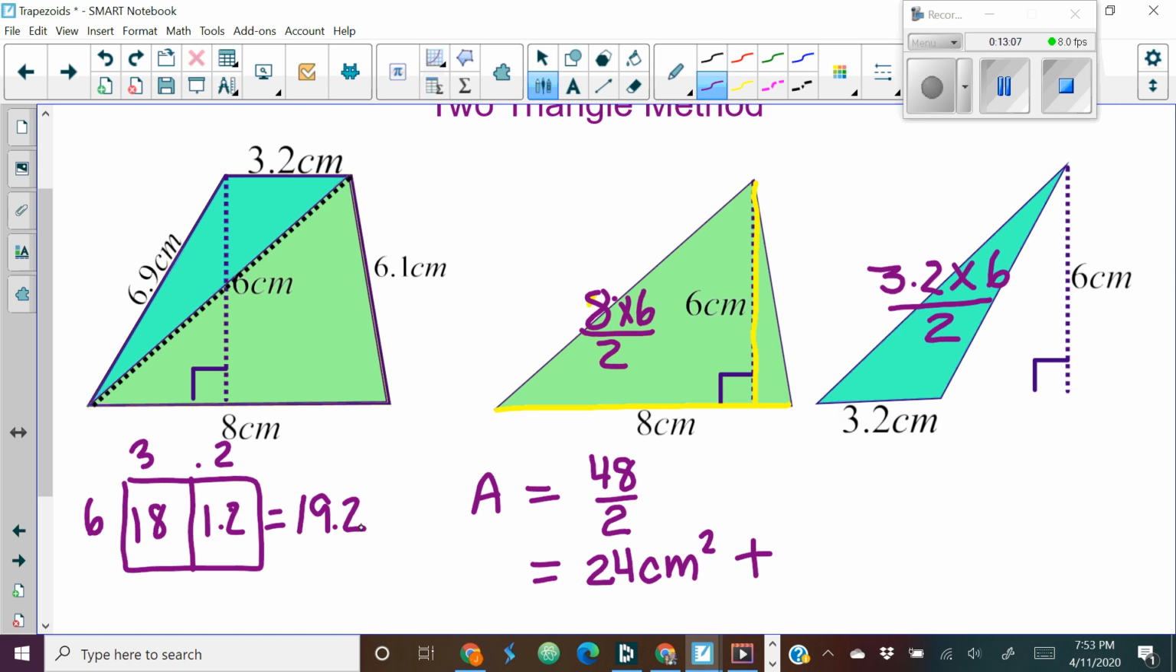And so I have 19.2 divided by 2. And when I divide 19.2 divided by 2, I get 9.6 centimeters squared.